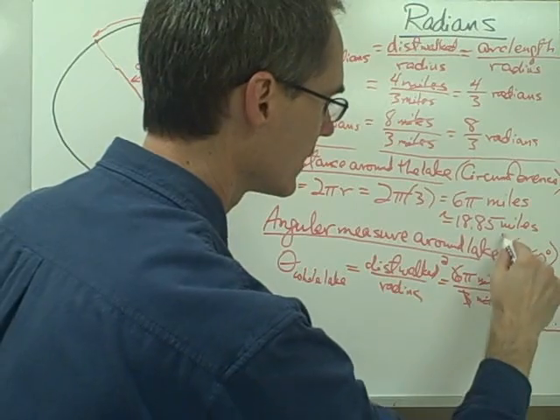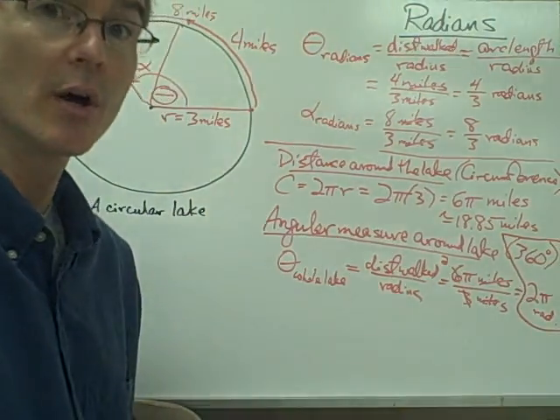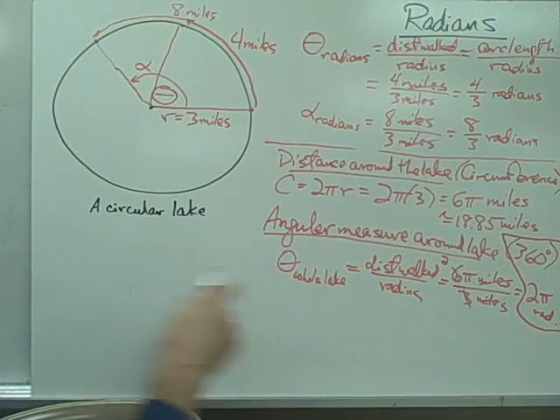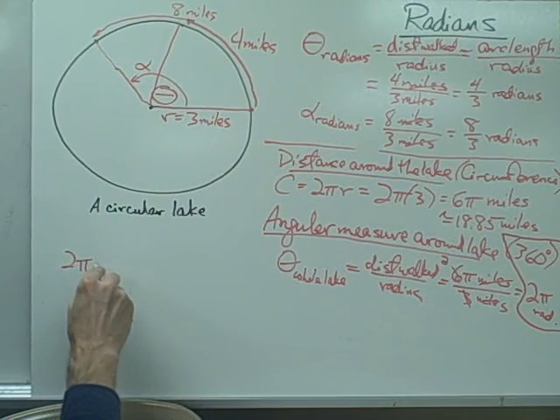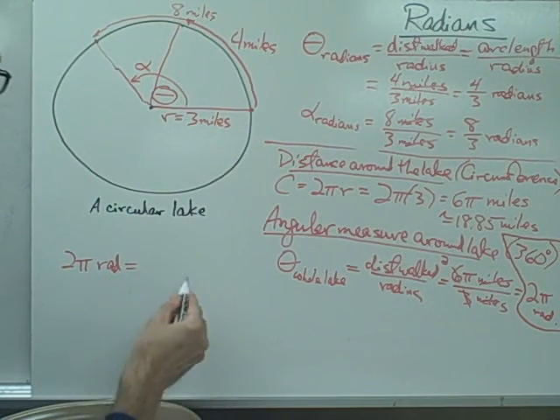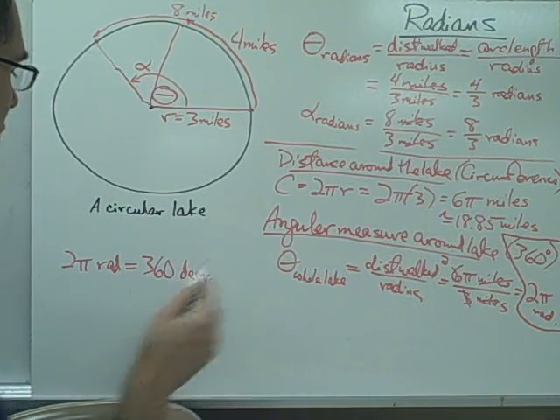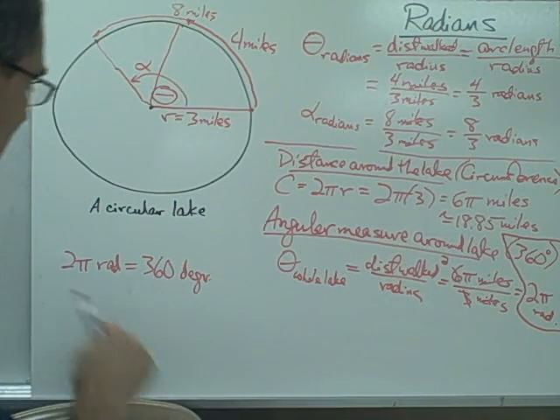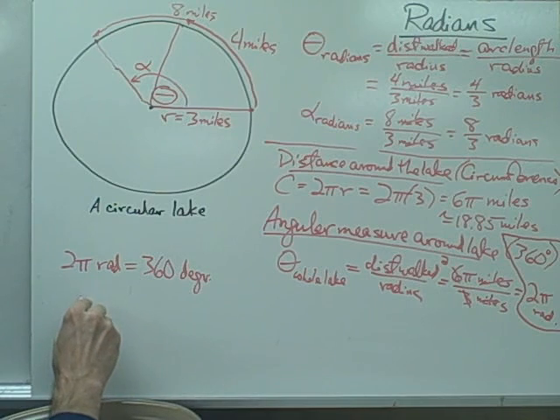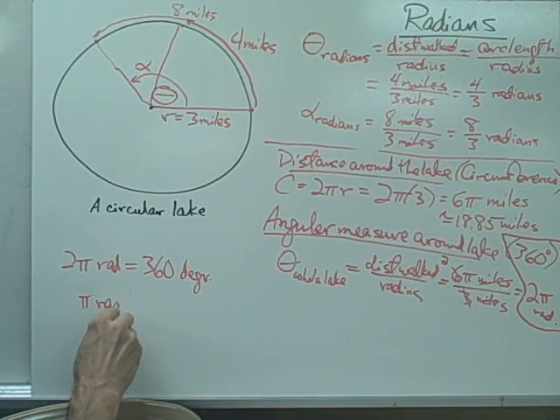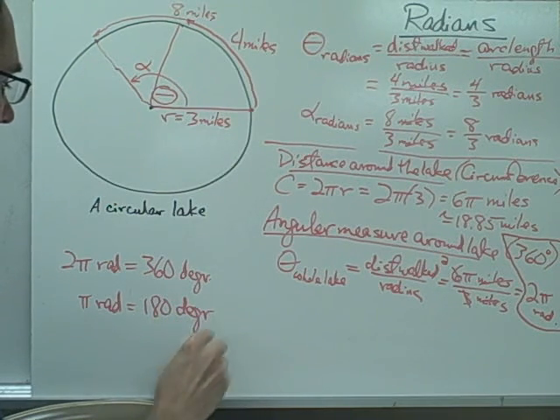So the angular measure for a walk around the entire circle is 2 pi radians. Well, notice that the angular measure all the way around the circle is 2 pi radians. It's also 360 degrees. So what I'm essentially saying is that 2 pi radians is equal to 360 degrees. So I've got a little equation here. In fact, if I divide both sides of my equation by 2, then I can reduce this and say pi radians equals 180 degrees.